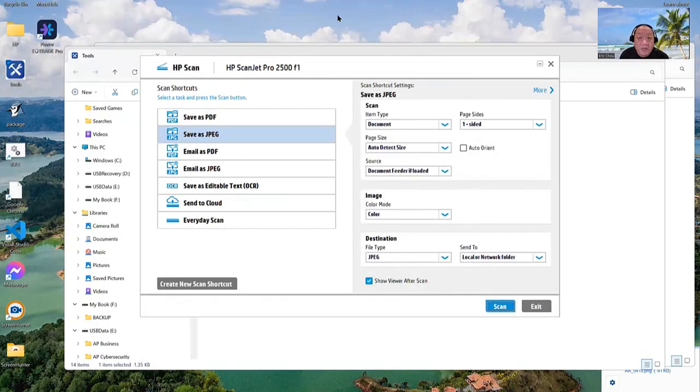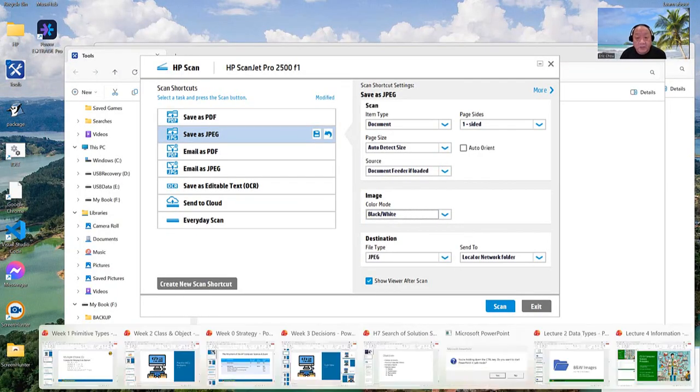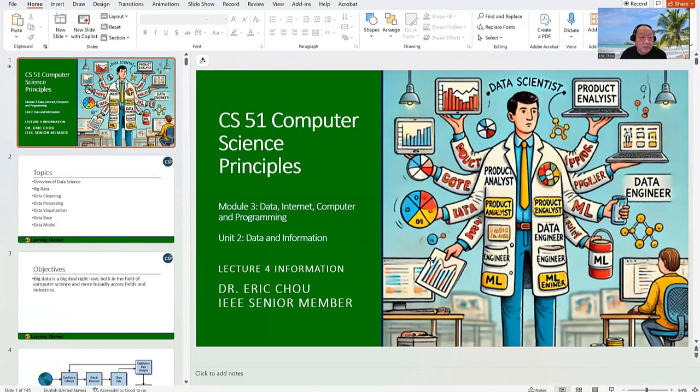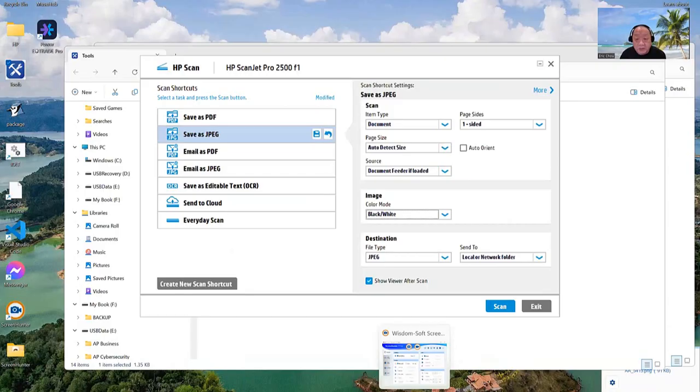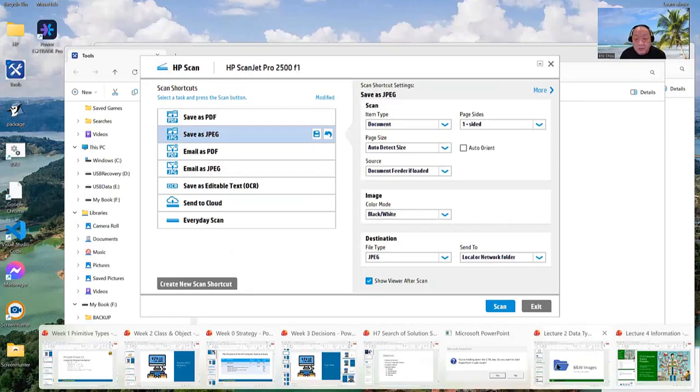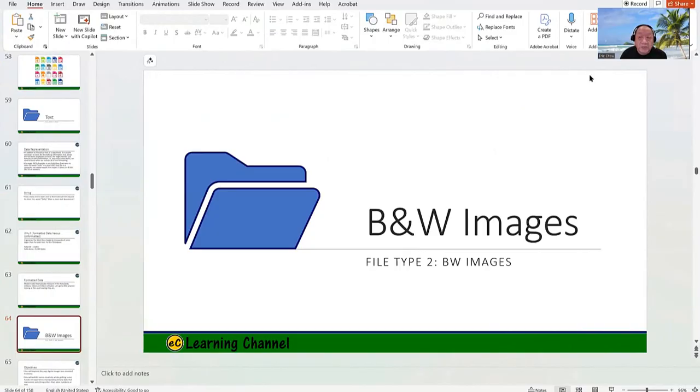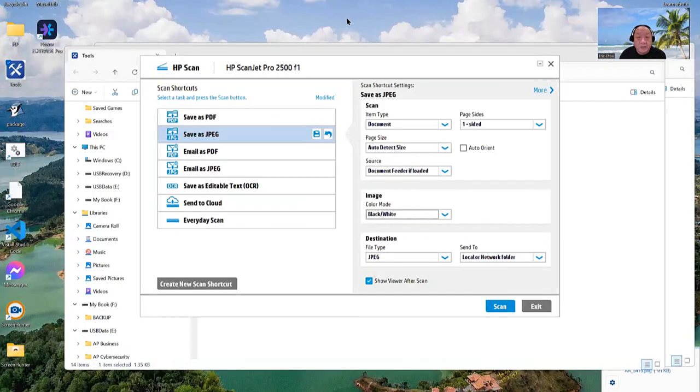Okay, so now I want to choose image. Let me use a PDF, actually using JPEG, but I'm going to change it to black and white. So it's actually black and white color. This is the section where we were teaching black and white image. So we choose black and white right here. You see here?